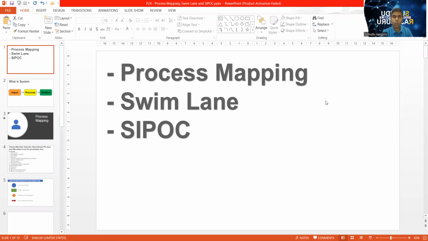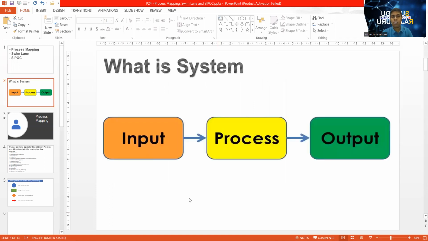There are two other relevant topics also. After we complete the process mapping, we can make a swim lane diagram, and then a SIPOC chart. Those also support us to clearly understand the process. So I'll explain process mapping first, then swim lane, and I'm expecting to discuss the SIPOC with you also.